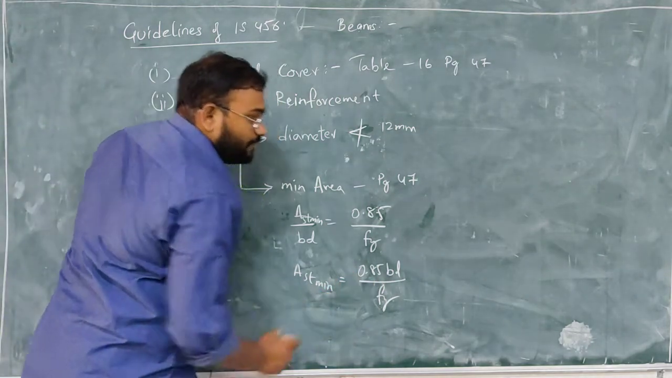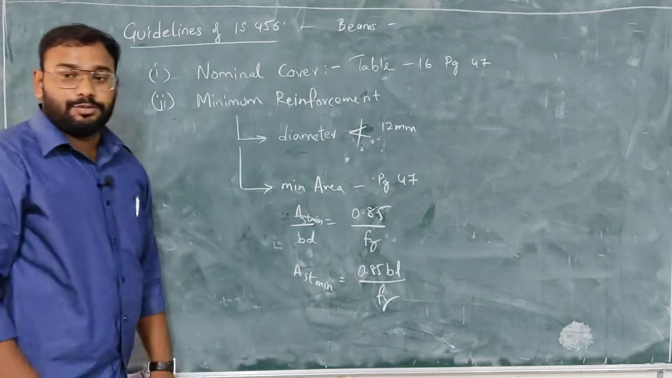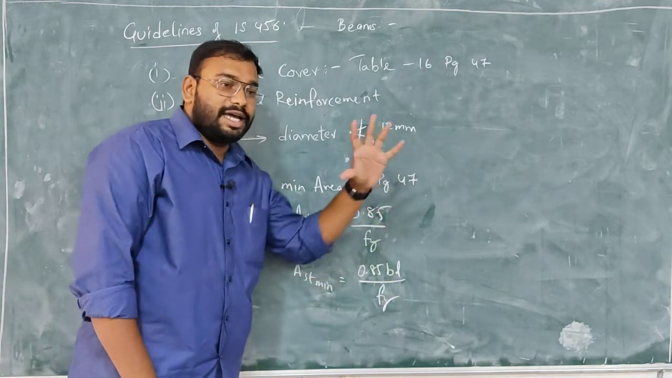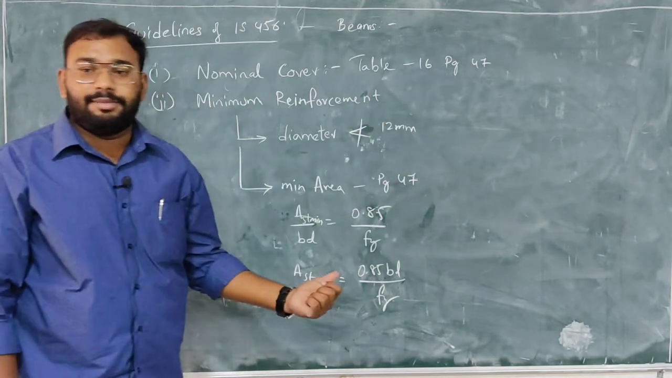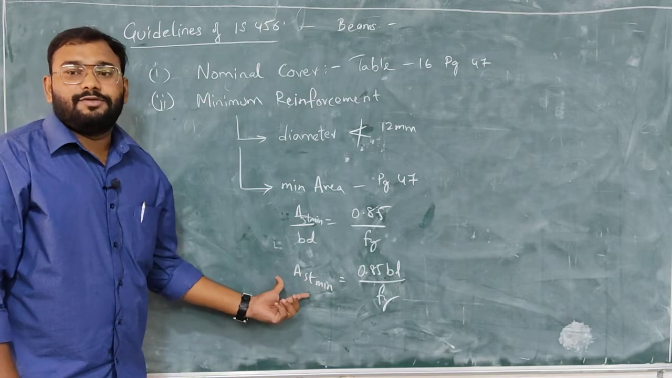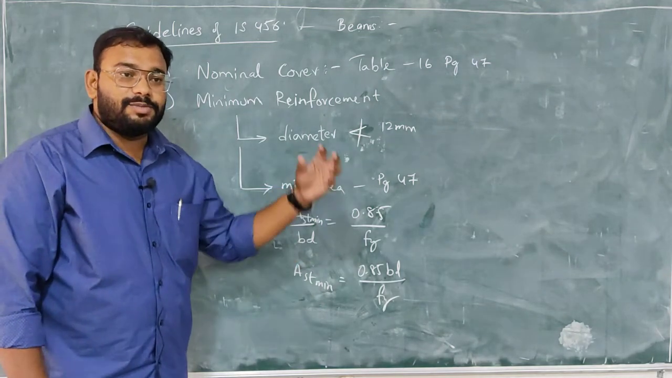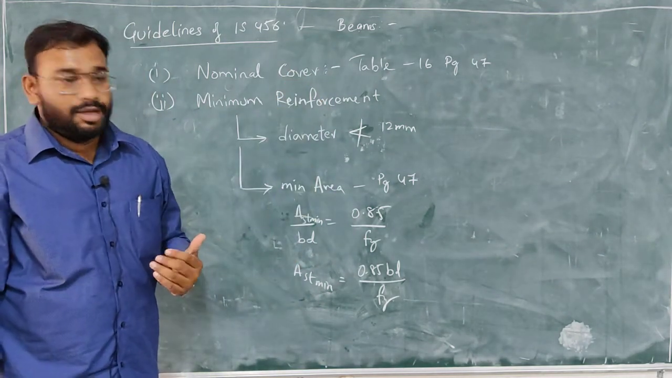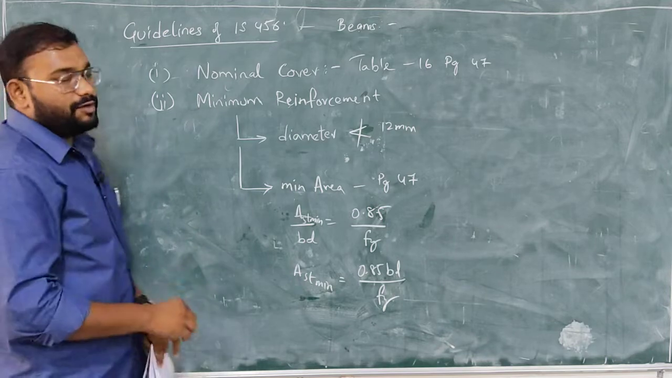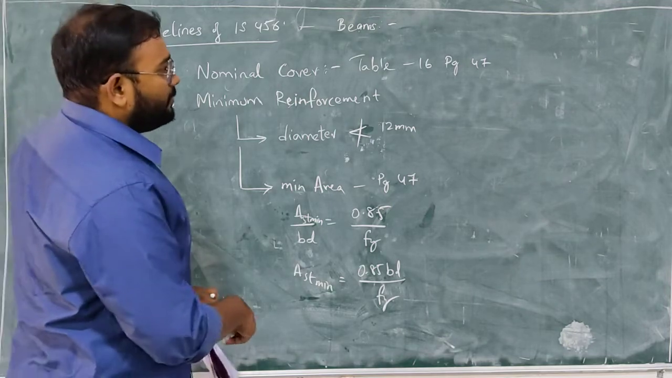It is independent of the moment applied and the grade of concrete used. It is totally dependent on what cross section you assume. Suppose 230 mm by 300 mm is the dimension of the beam. Based on the dimensions, how much reinforcement should be provided? This formula gives you that. What does this mean? If you are getting an area of reinforcement due to moment that is a lesser value, this minimum reinforcement should be provided. I'll show you when we are solving the problems.